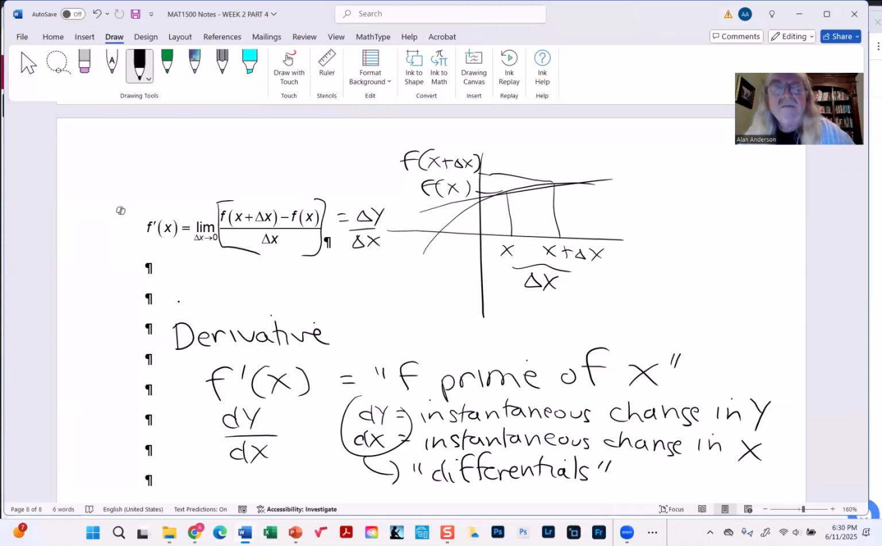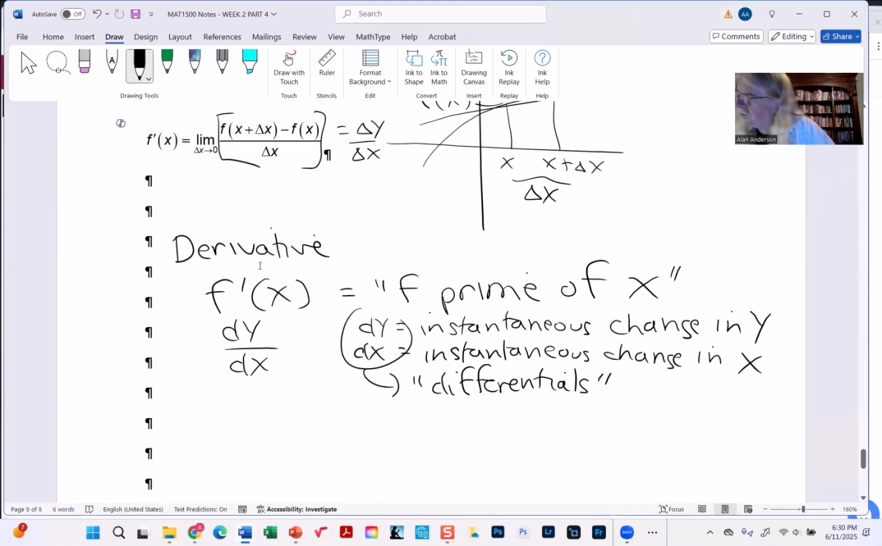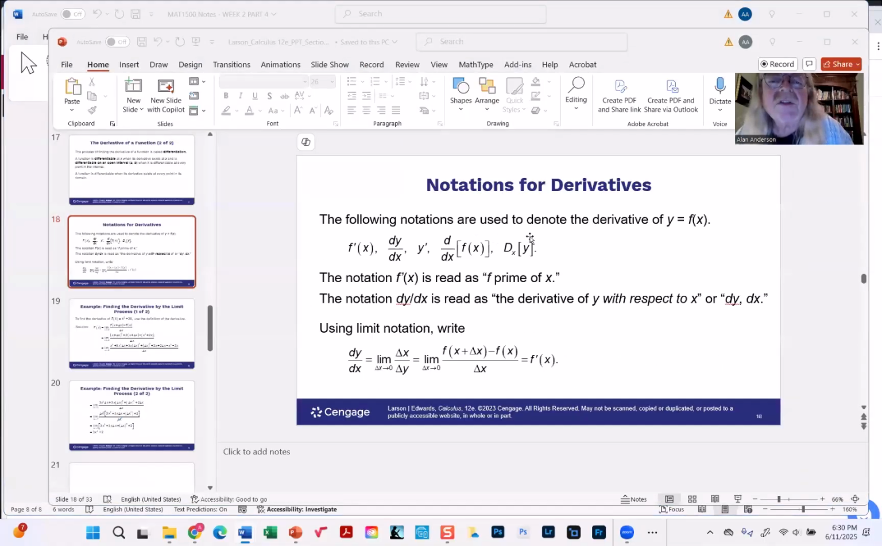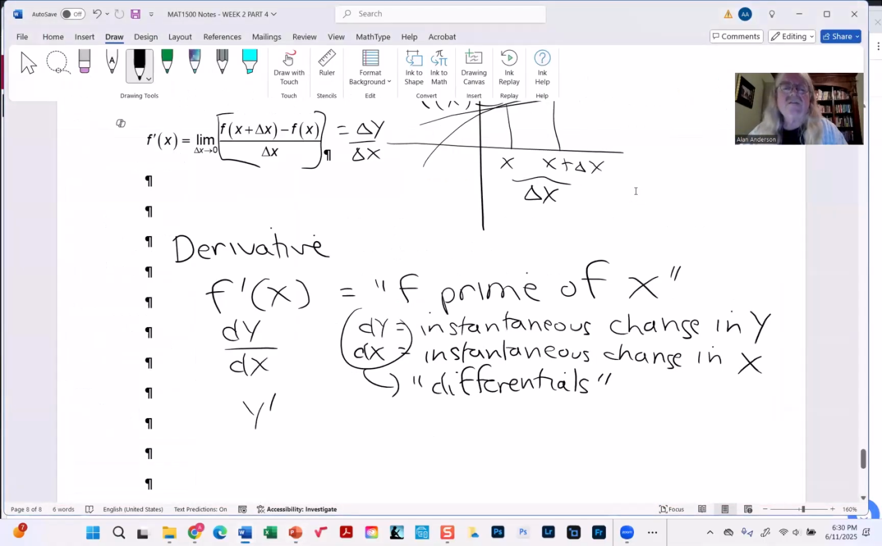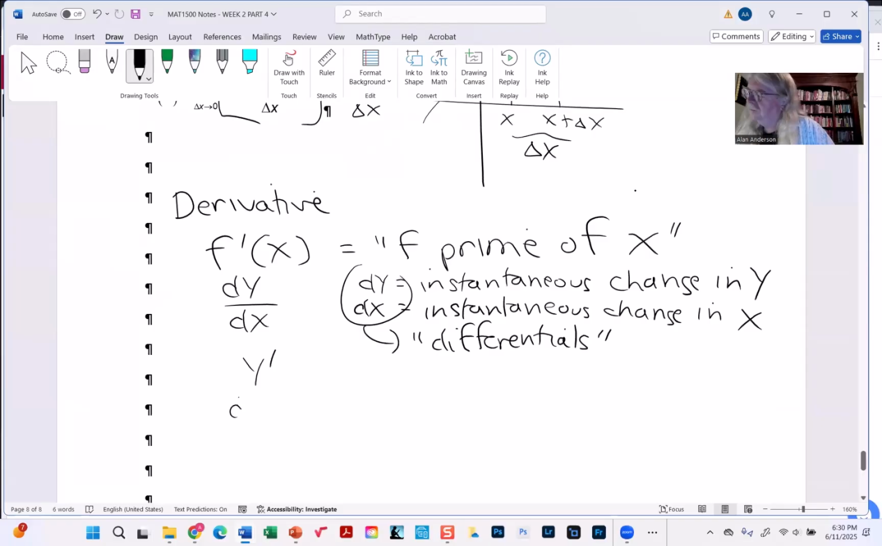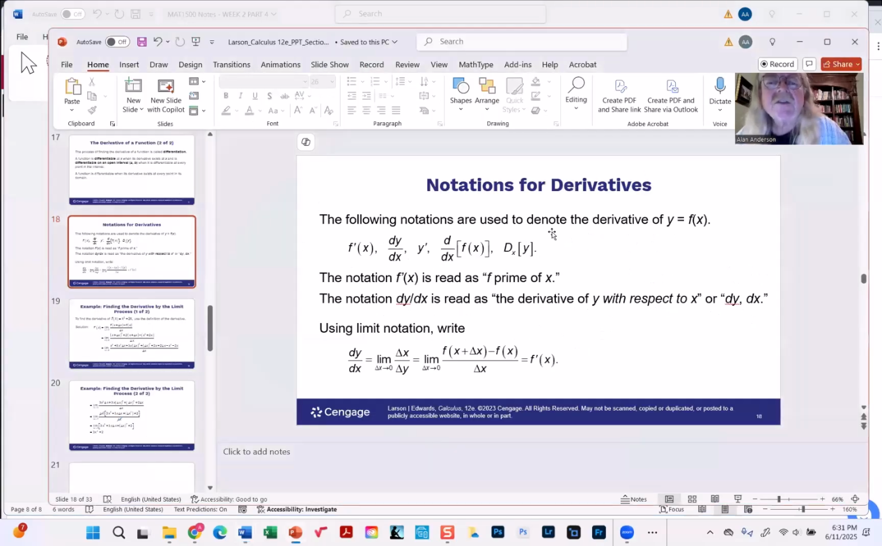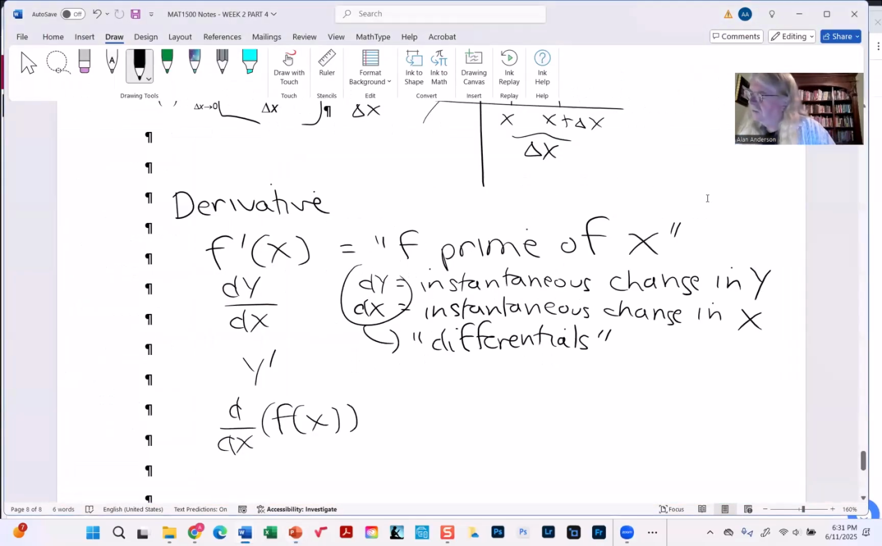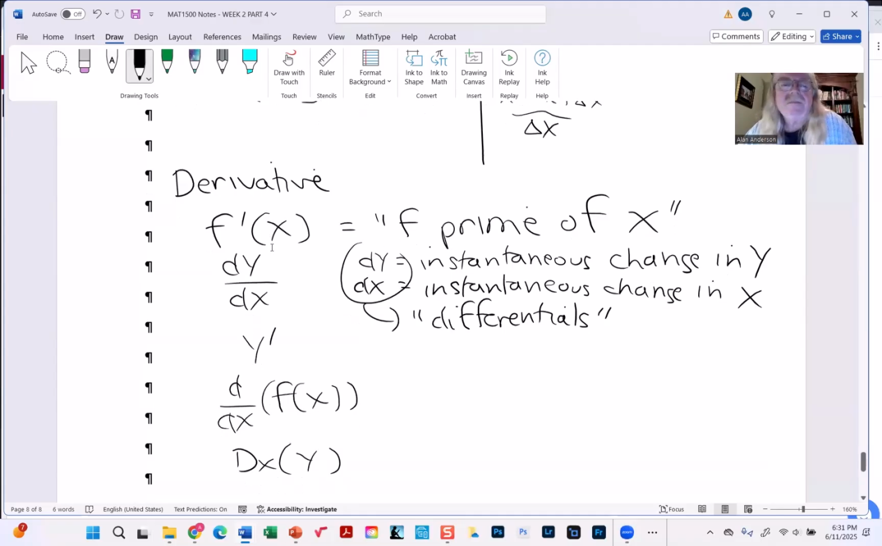Okay, what other notation do we have? Well, sometimes you see y prime listed. There's a couple of others which you don't see quite as often. d dx of f of x. And occasionally you also see this one, d dx of y. They all mean the same thing, but most of the time you're using the first two. And so the one you'll end up using is usually just a matter of convenience.